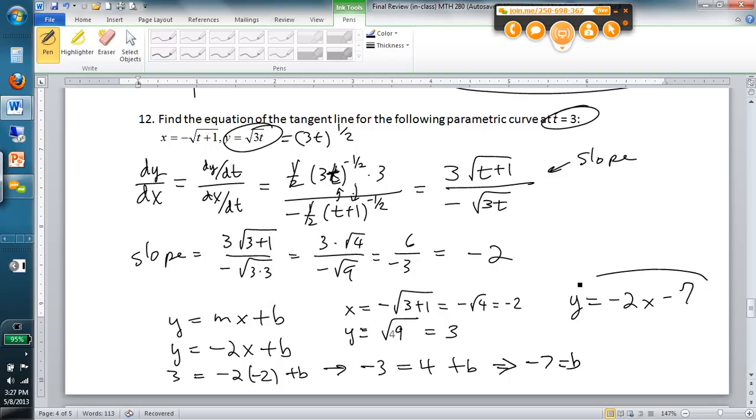So y equals negative 2x minus 1 will be my tangent line for this particular curve. I think I have one of the objectives on the final is graph these tangent lines. So be sure you can graph. We haven't looked at the graph of that, but be sure you can graph these parametric.